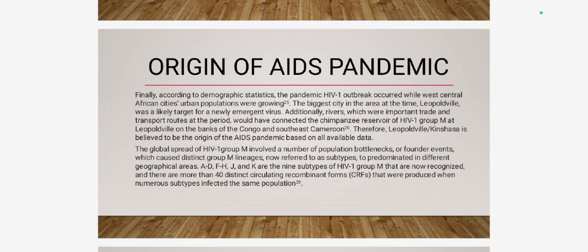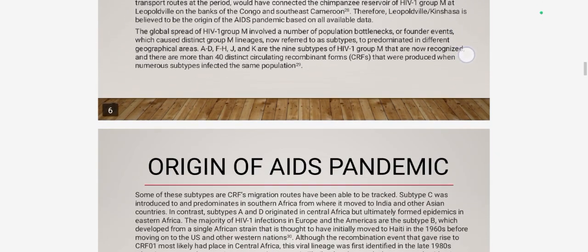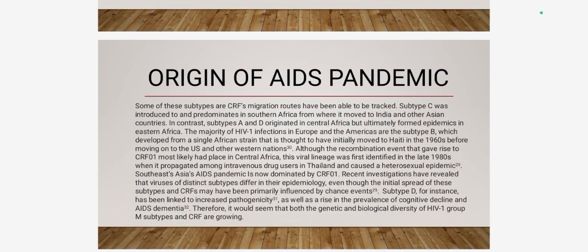So the global spread of HIV-1 group M involved a number of population bottlenecks or founder events, which caused distinct group M lineages, now referred to as subtypes, to predominate in the different geographical areas. A, B, C, D, F, G, H, J, and K are the nine subtypes of HIV-1 group M that are now recognized, and there are more than 40 distinct circulating recombinant forms that were produced when numerous subtypes infected the same population. Some of these subtypes or CRFs' migration routes have been able to be tracked.